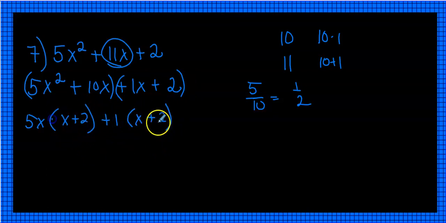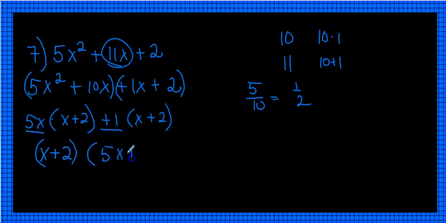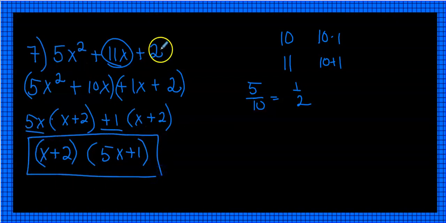If I get the same thing here and here, that is a greatest common factor between these two terms, and I can take that out. In other words, that's going to be one of my binomials. And my other binomial is going to be what's left over, which is the 5x plus 1.